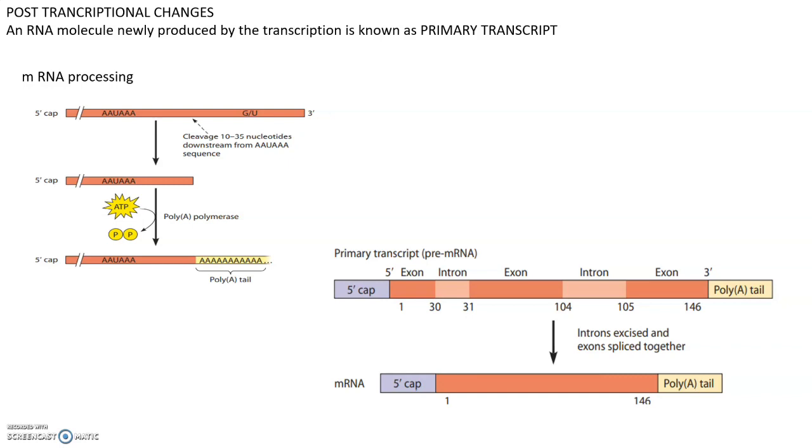These introns are removed by the spliceosome. Then the remaining exon parts are joined to yield a functional mRNA unit, and then this mRNA is transported from the nucleus to the cytoplasm.